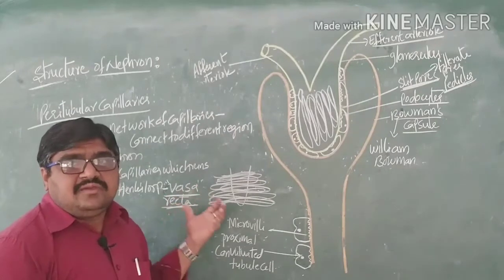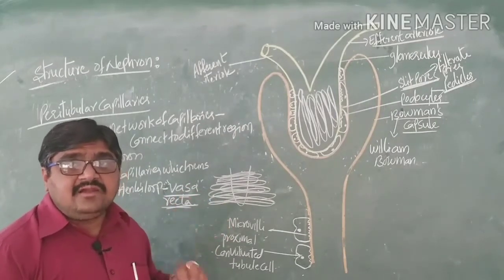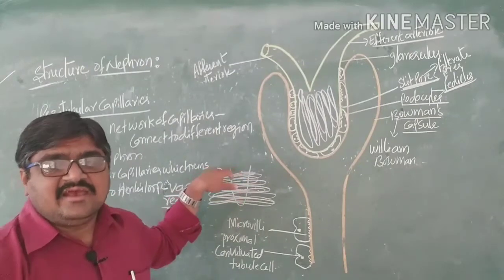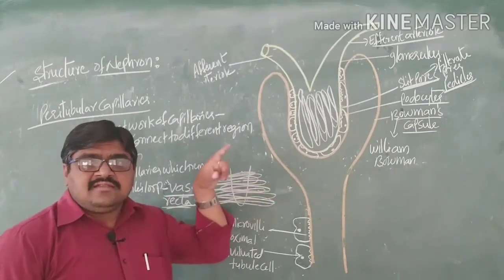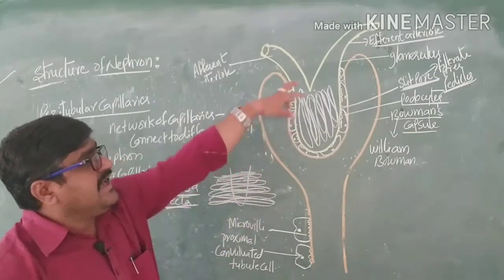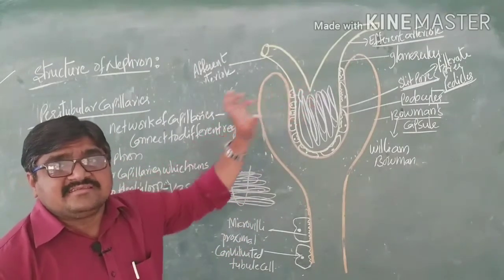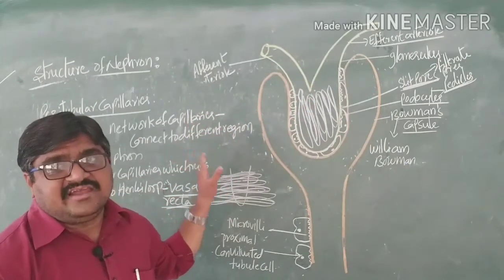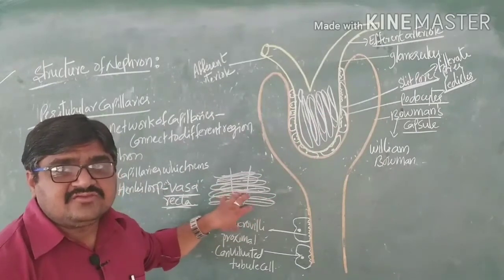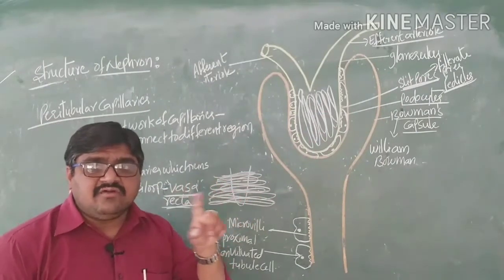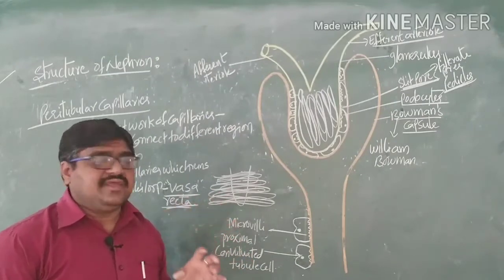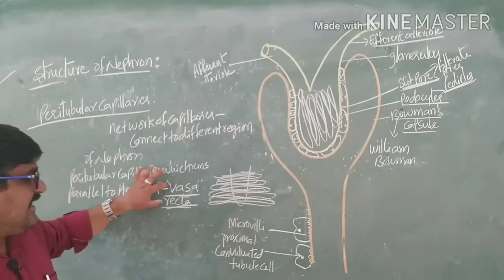The peritubular capillaries which run parallel to the Henle's loop, in between the descending as well as ascending loop, run parallel to one another, and arise from the efferent arteriole. They connect the different regions of the nephron along with the Henle's loop. So the peritubular capillaries which run parallel to the Henle's loop are called the vas recta.